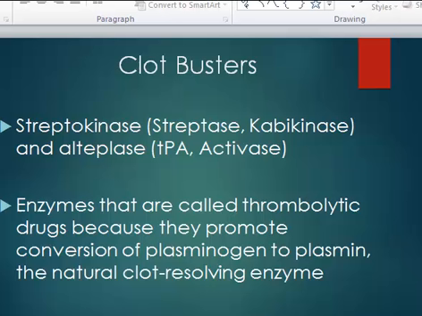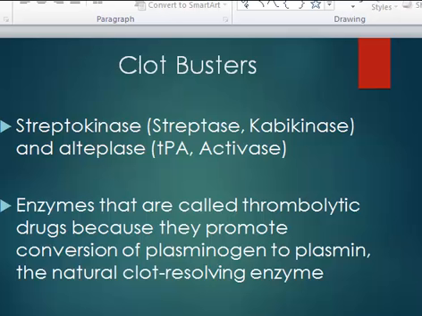Look at that, TPA. Where did we talk about that before? Oh, I remember. It's when our vessel has healed. The healed wall releases tissue plasminogen activator, right? Do you remember that? We have a drug called TPA that does the same thing. The healed wall breaks up the clot. This drug also breaks up the clot. These are enzymes, all right? And they promote the conversion of plasminogen to plasmin, which is our natural clot-resolving enzyme.